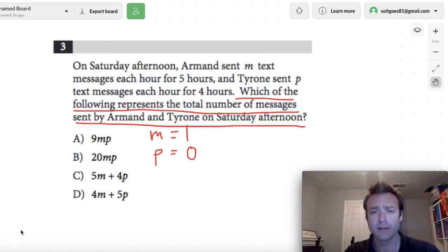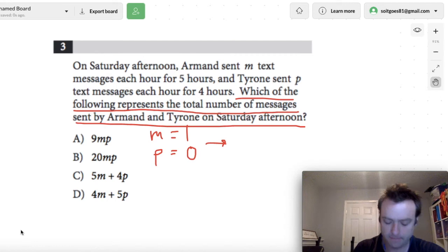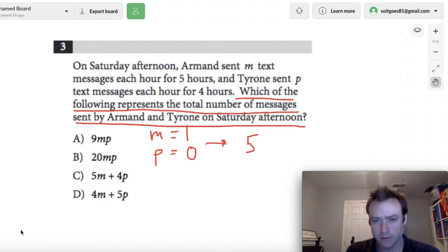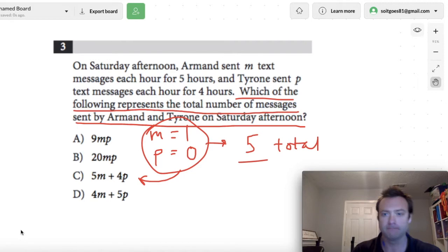So let's talk about this just logically. If Armand sent one text message each hour for 5 hours, and Tyrone sent zero text messages each hour for 4 hours, how many messages total did they send? So only five. Only five total. Okay, does that make sense? Yes. Okay, great. So we know when we plug in a 1 for M and a 0 for P into the answer choices, the correct answer choice has to give us 5 total. Does that make sense? Yes. Okay, great. Well, let's do it.